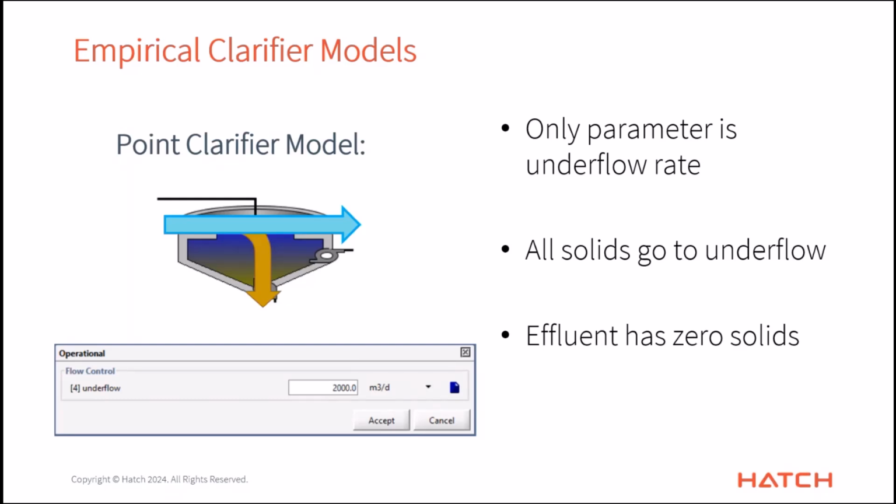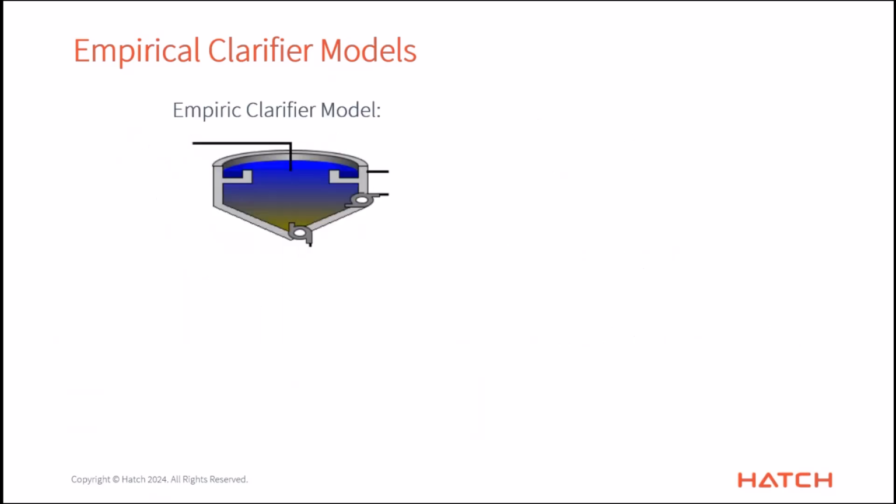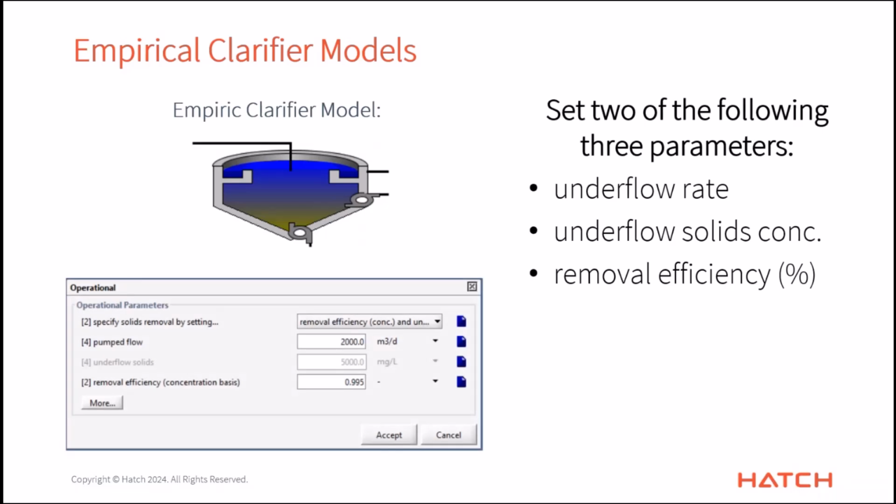So there are certain testing situations, or, if you need to just do some quick and dirty modeling and you want to assume that it's perfect, that's fine. You can go ahead and do that. So the more commonly used empirical model is this one called empiric. And you can set basically 2 of these 3 parameters to define how the flow is going to go. So you can set the underflow flow rate, the underflow solids concentration and/or the removal efficiency percentage of the concentration that is going through.